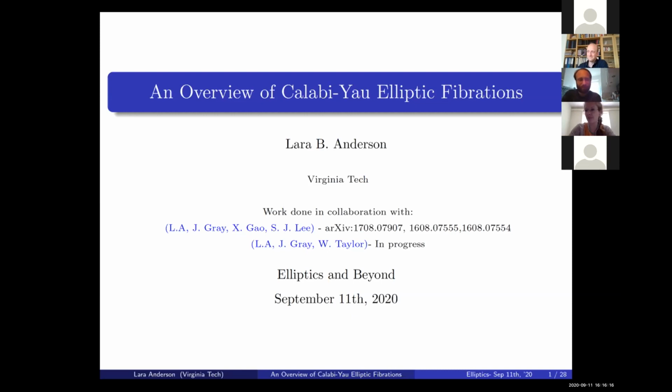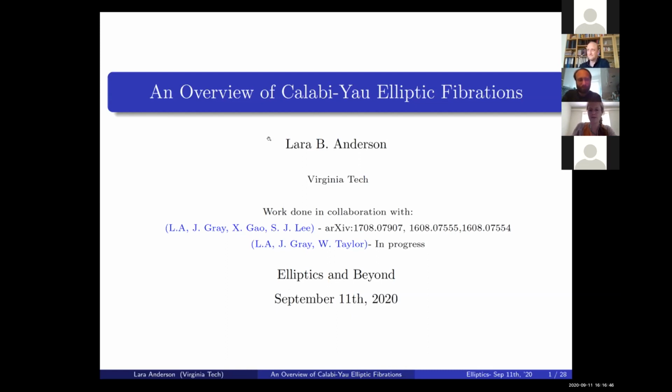For most of the talk, I'll be talking about general review material, and then I'll mention a little bit towards the end about some work that I have done with collaborators: James Gray, also here at Virginia Tech, and our then postdocs, Jin Gao and Sungju Lee, on characterizing elliptic fibrations in Calabi-Yau manifolds, and also some current work in progress with James and with Washington Taylor at MIT. So that's the plan.